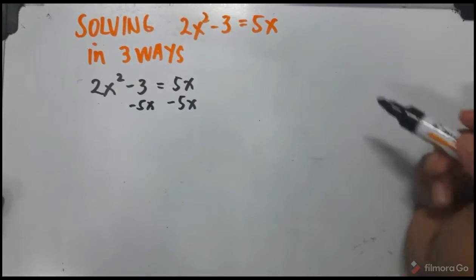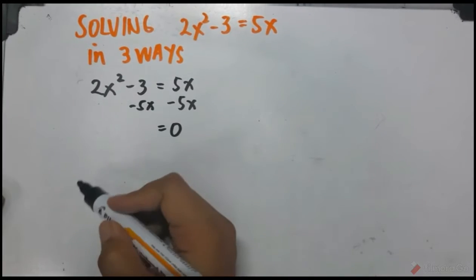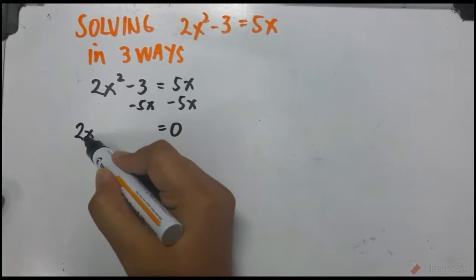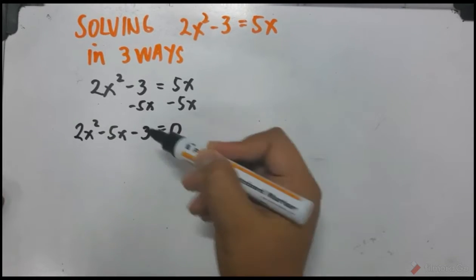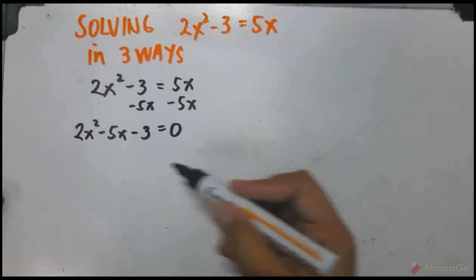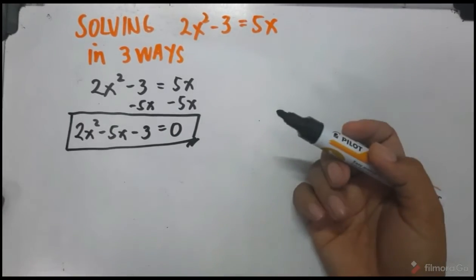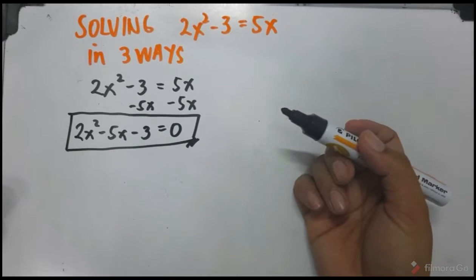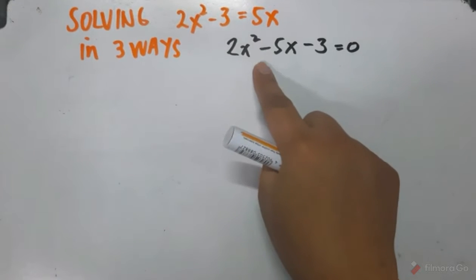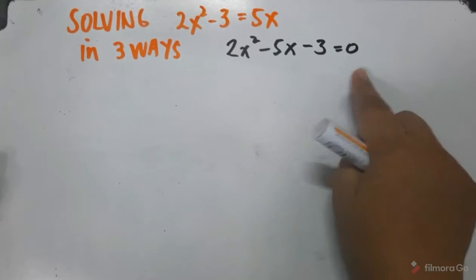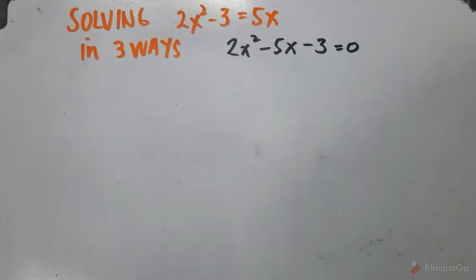And now we rewrite this is equal to 0. We write this in standard form. So we have 2x squared minus 5x minus 3 is equal to 0. We now have the standard form of the quadratic equation. So now we have 2x squared minus 5x minus 3 is equal to 0, the standard form of the quadratic equation given a while ago.